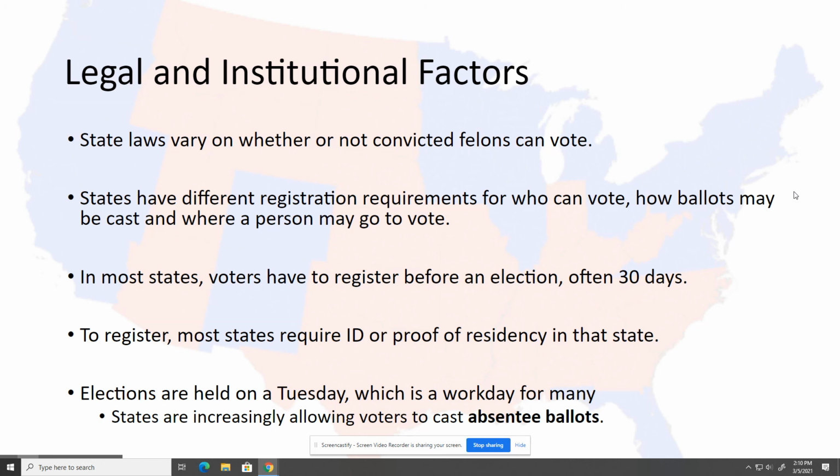Okay, so stricter voter identification laws are going to reduce voter turnout. Less restrictive requirements are also going to be associated with higher turnout. And then there are elections that are held on a Tuesday. So this is going to be a work day for many people. So Tuesday elections in the United States are going to make it difficult for working people to get to the polls. However, states are increasingly allowing voters to cast absentee ballots, which might help to take care of that burden of in-person weekday elections.